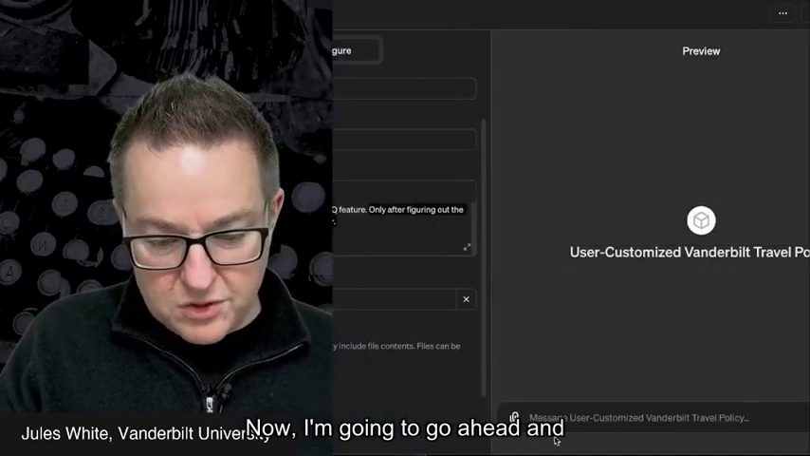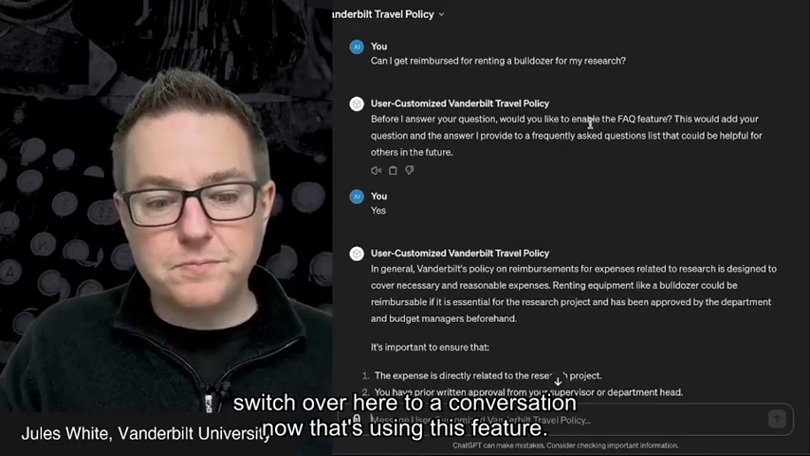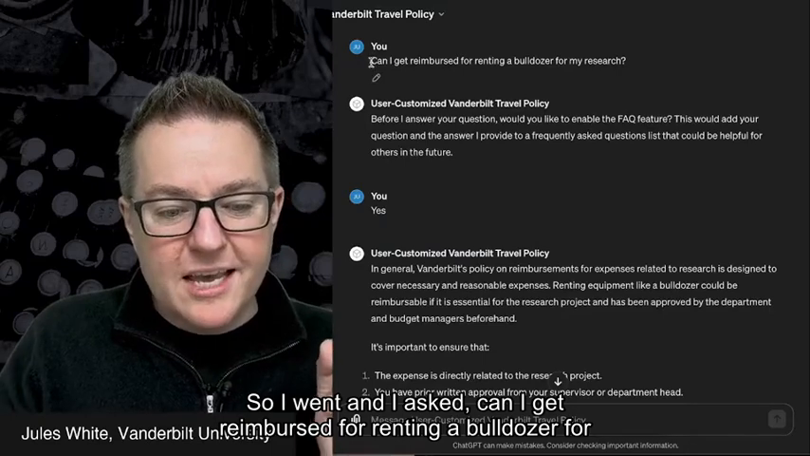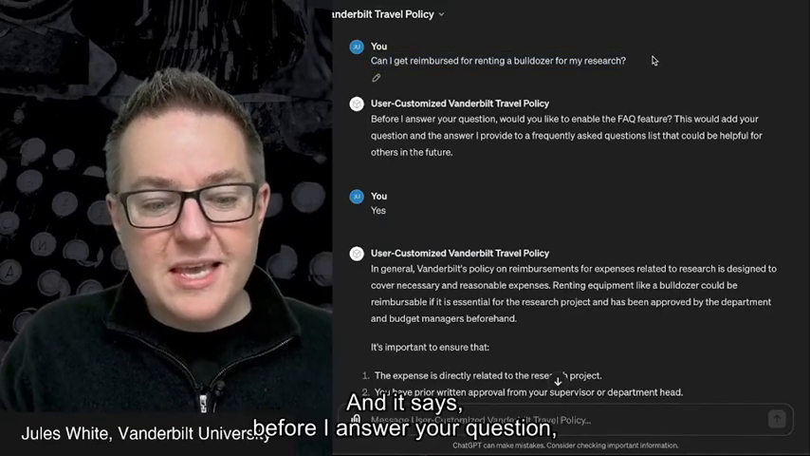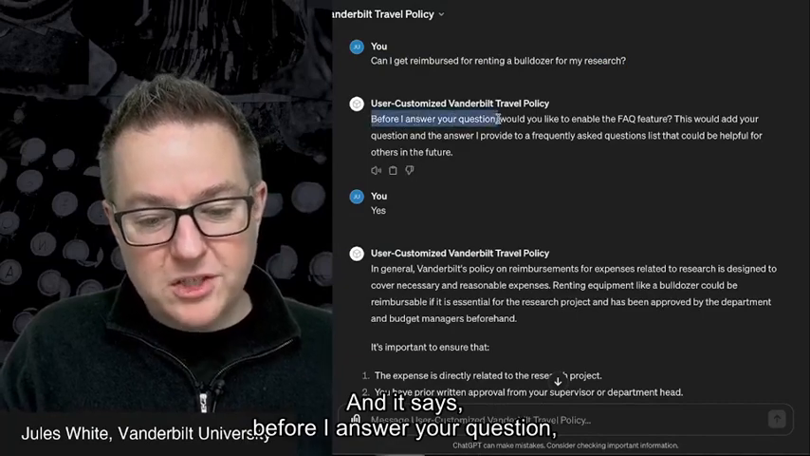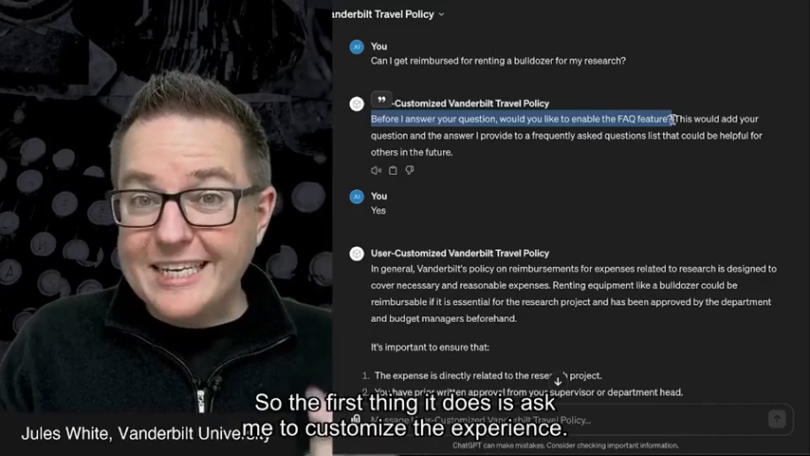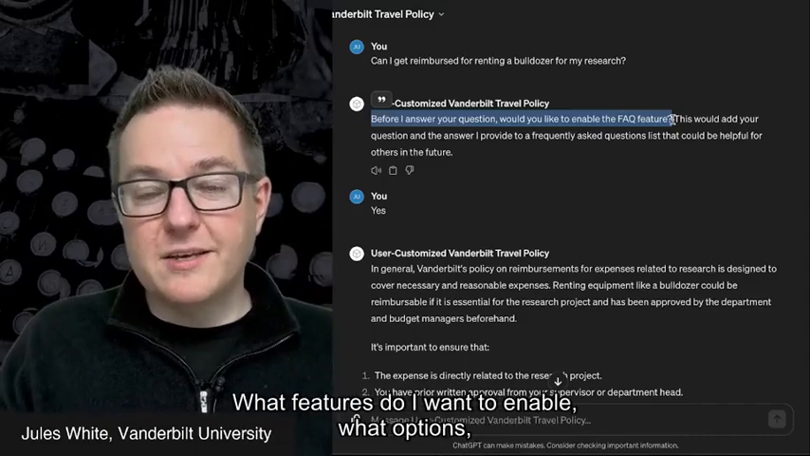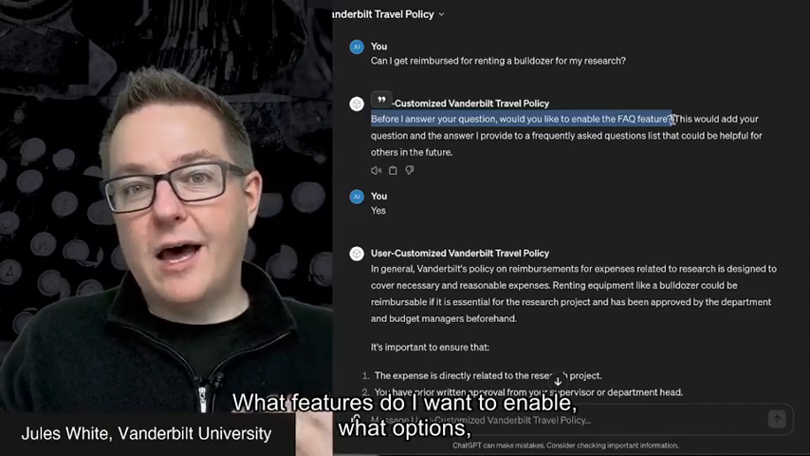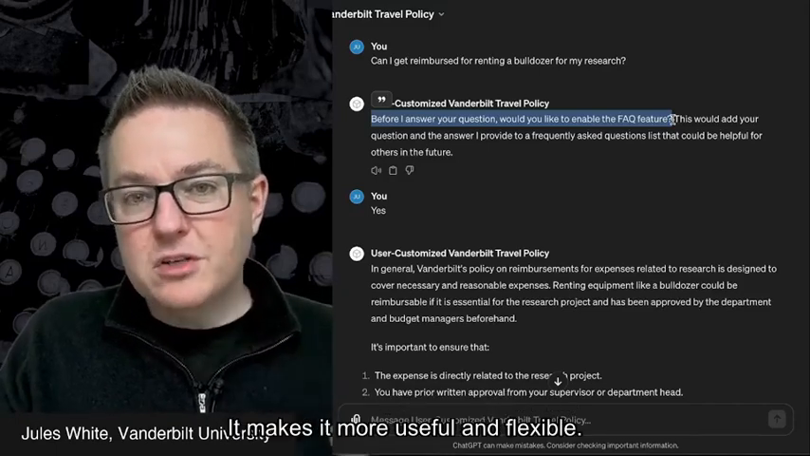Now, I'm going to switch over here to a conversation that's using this feature. So I asked, can I get reimbursed for renting a bulldozer for my research? And it says, before I answer your question, would you like to enable the FAQ feature? So the first thing it does is ask me to customize the experience. What features do I want to enable? What options? What types of things do I want to do with it? It makes it more useful and flexible.